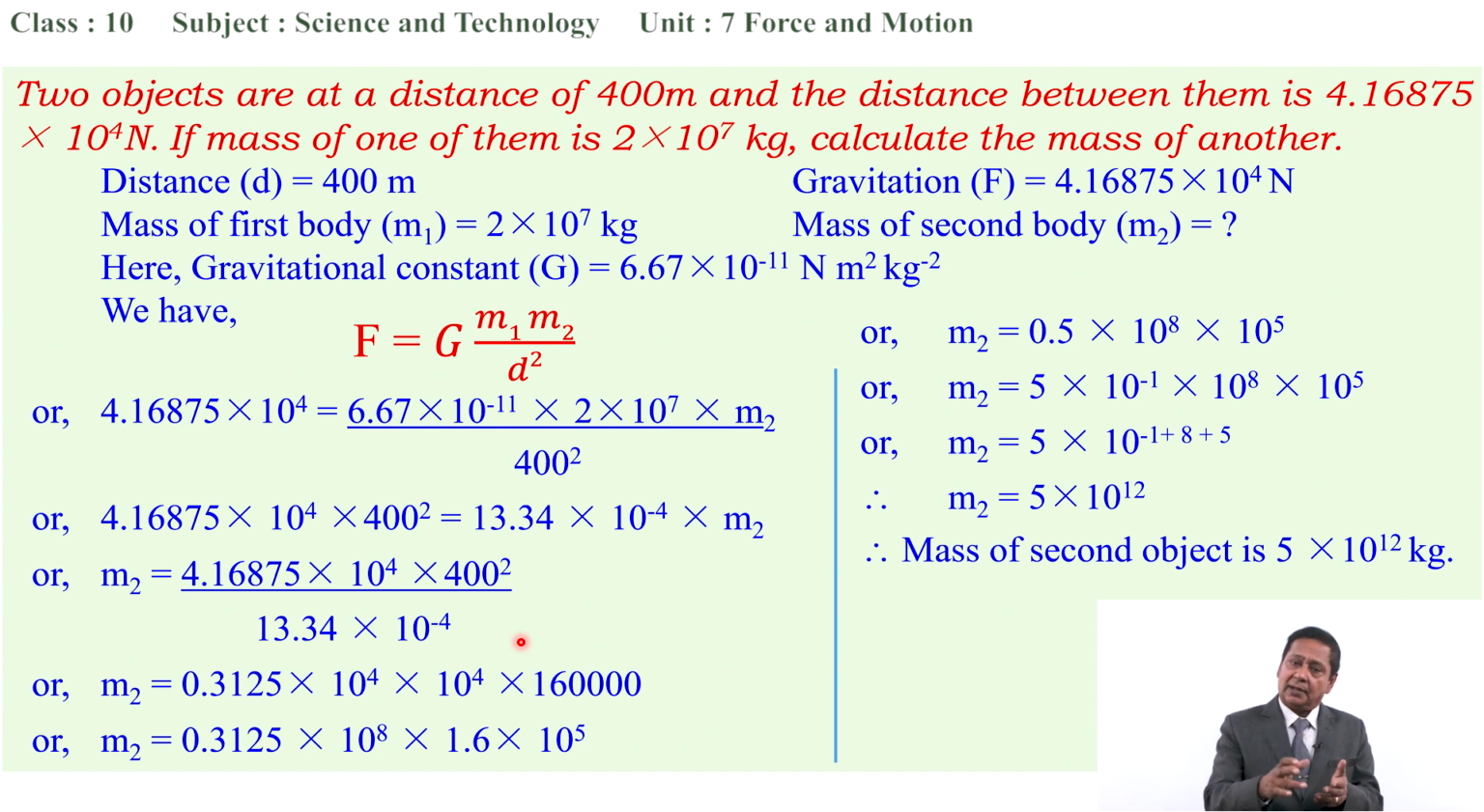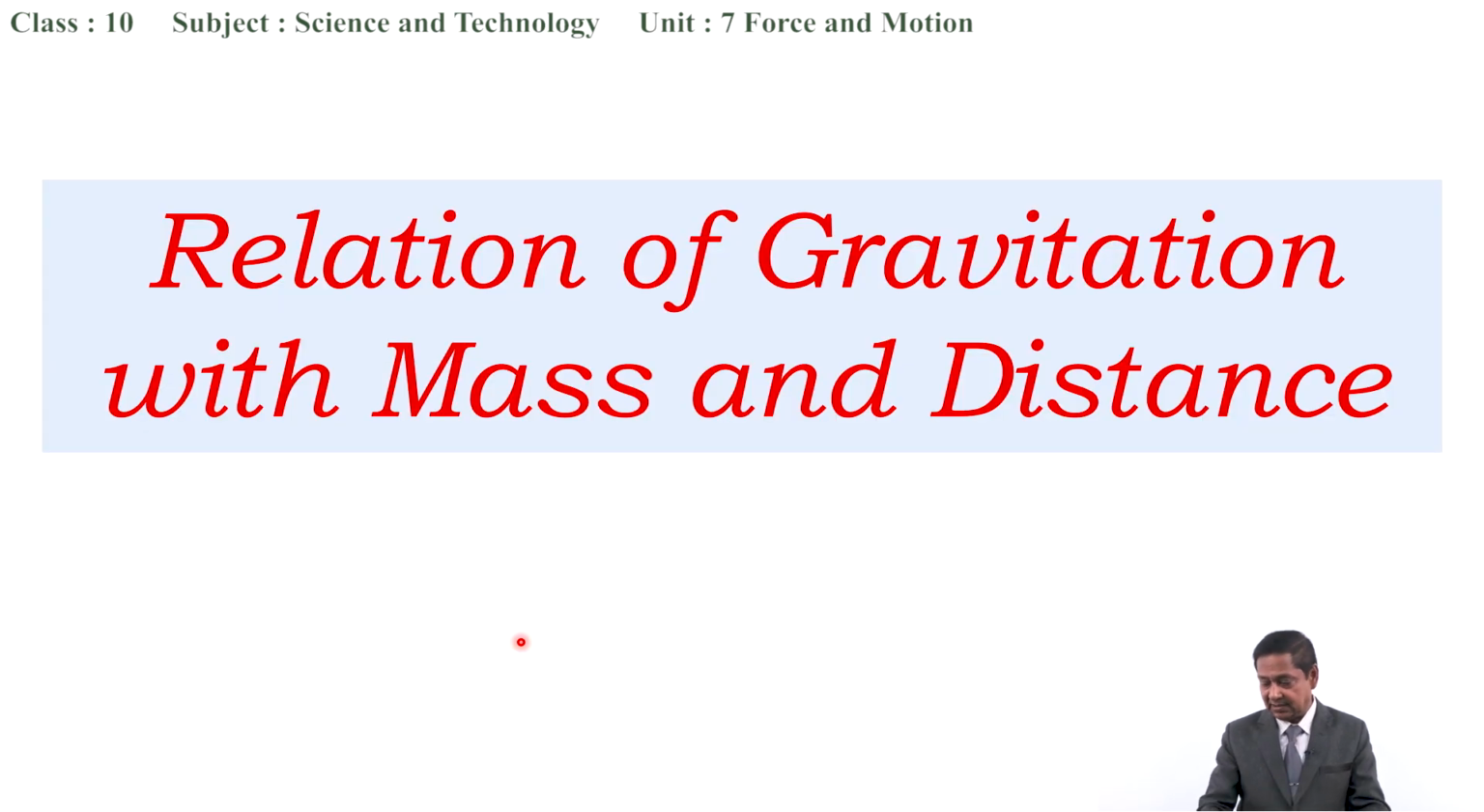Now, let's talk about the relation of gravitation with mass and distance. This is our last part. We have to take some examples. Gravitation is related to mass. If mass increases, gravitation increases. If distance increases, gravitation decreases.